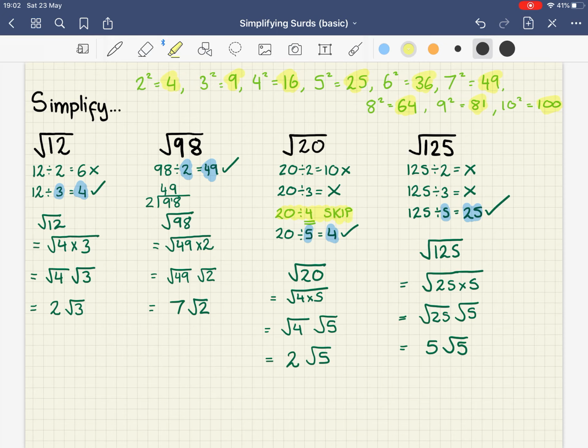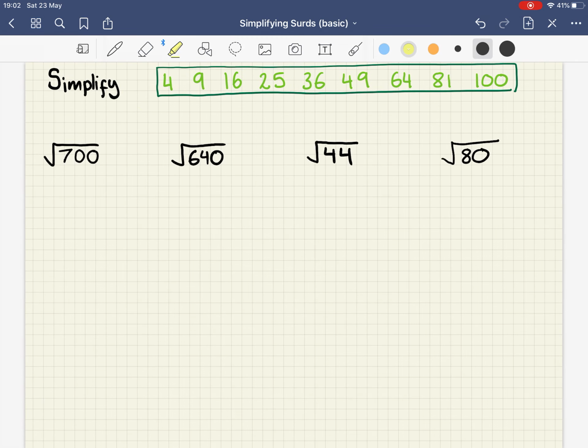But obviously this does have its limitations. If we were dealing with a bigger number, we might have to find ourselves doing this division a lot of times. So now we're going to look at a couple of ways to just make this a little quicker on the odd occasion. So I've already written out my square numbers up top, and we're going to work through these and highlight some ways to help us work through these a little quicker. So this first one, I've got root 700.